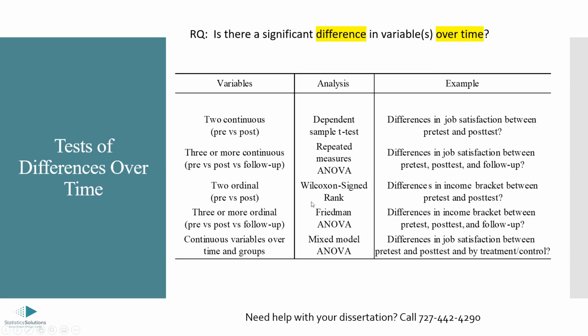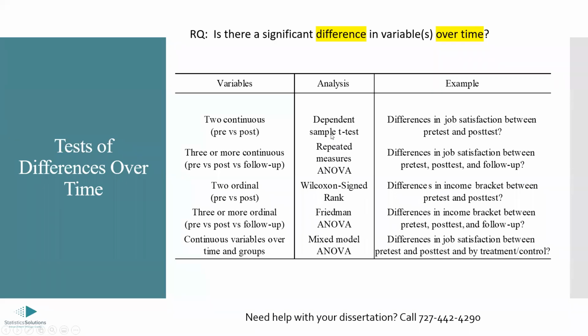Expanding that idea further, we can introduce 3 or more time points, so pre, post, and follow-up potentially. So the same ordinal variable applies here. This is a non-parametric analysis as well. We would use what's called a Friedman ANOVA. A Friedman ANOVA is the non-parametric alternative to a repeated measures ANOVA. Repeated measures ANOVA needs a continuous variable, and a Friedman ANOVA typically needs an ordinal variable.